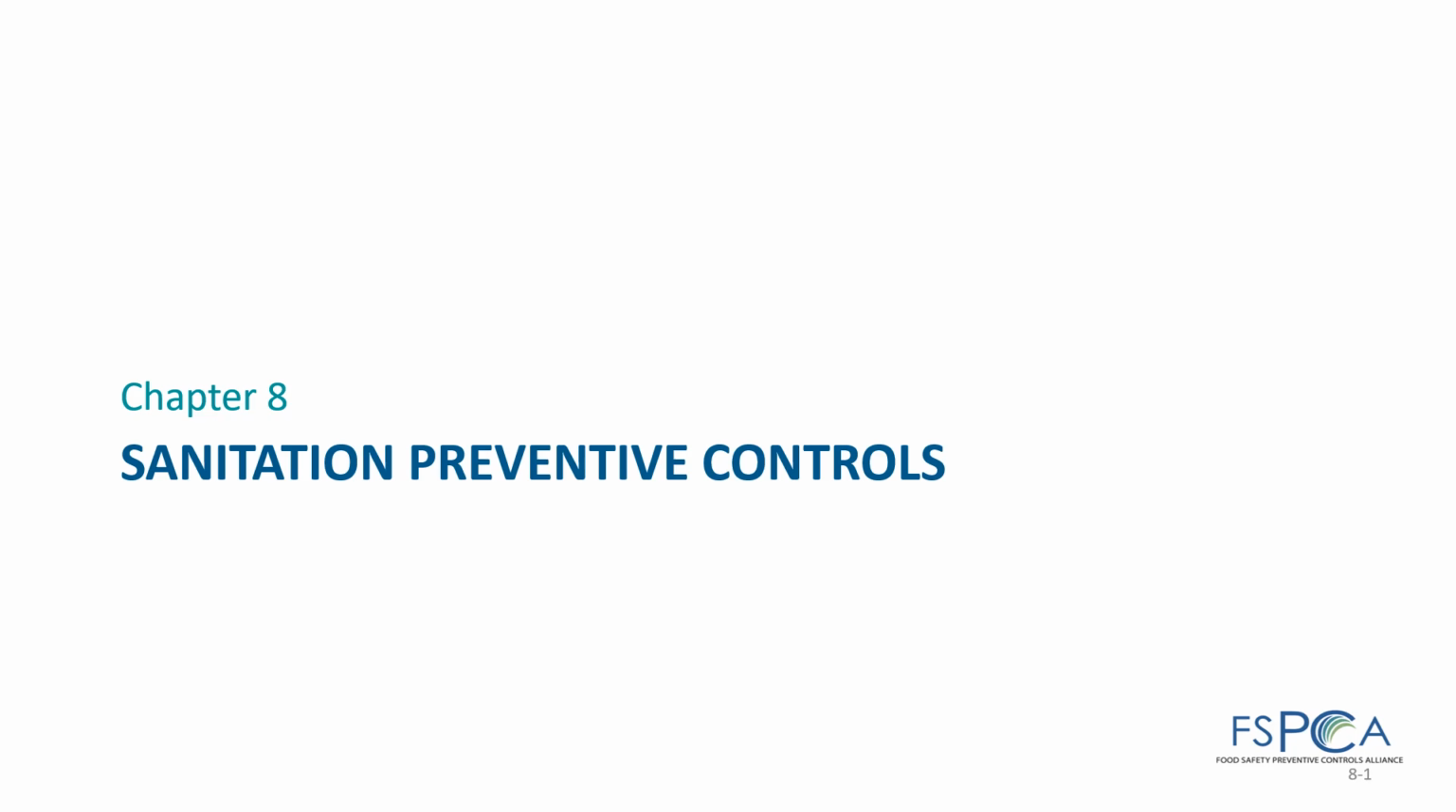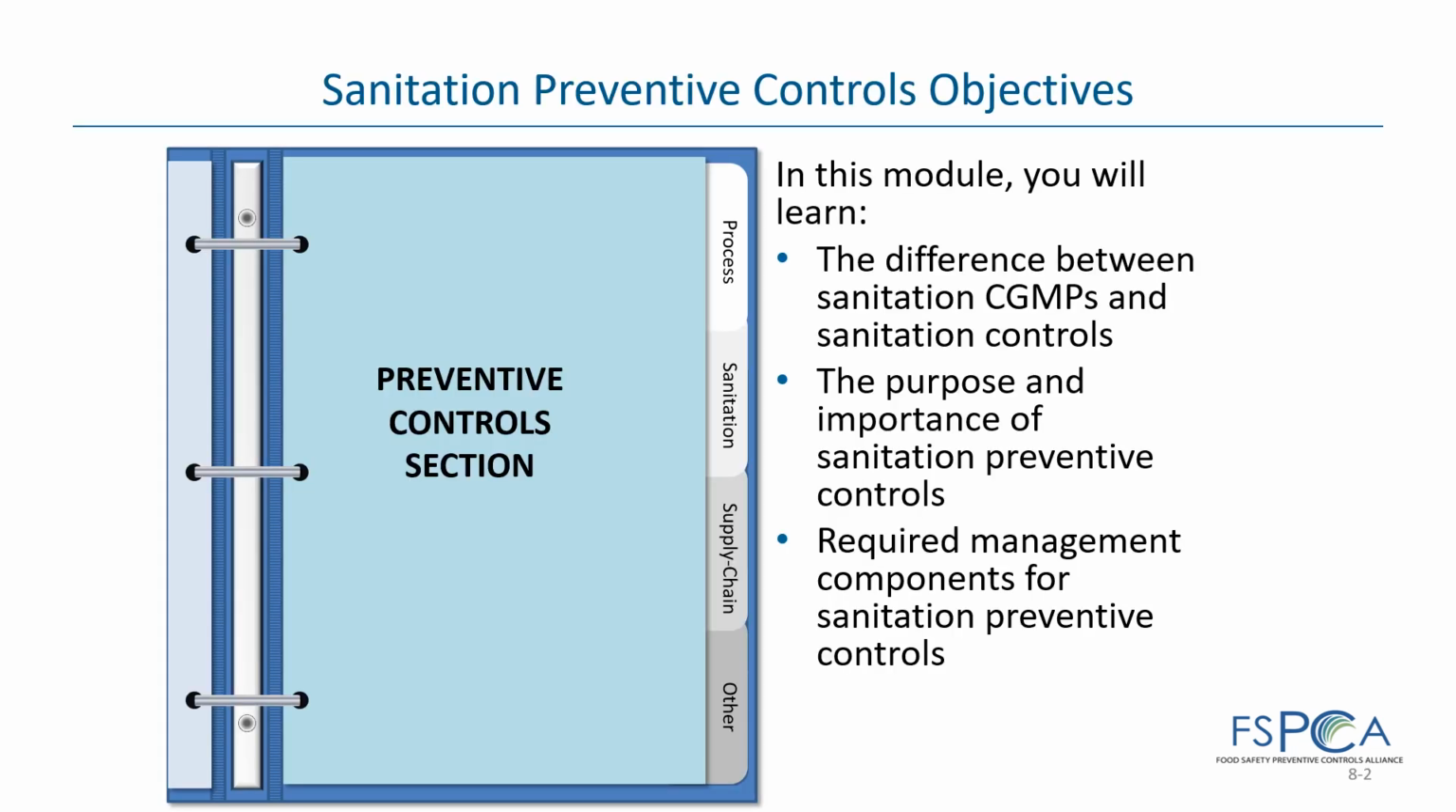Hello and welcome to Chapter 8 of our FSPCA curriculum on preventive controls for animal food. In this chapter, we are going to cover sanitation preventive controls and their management components. Here are the objectives for this chapter.